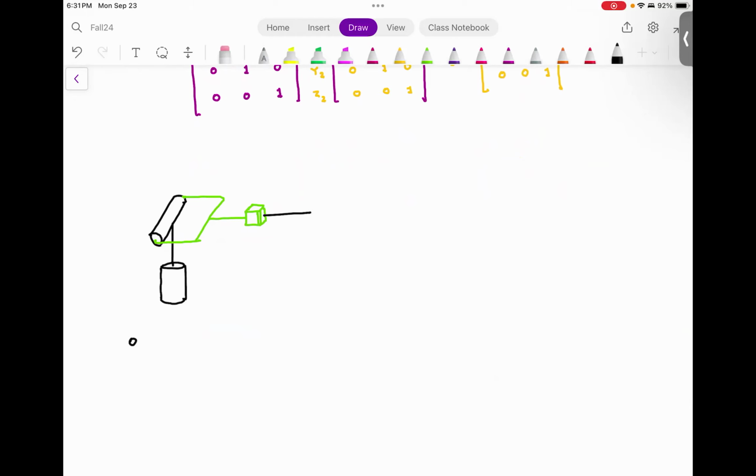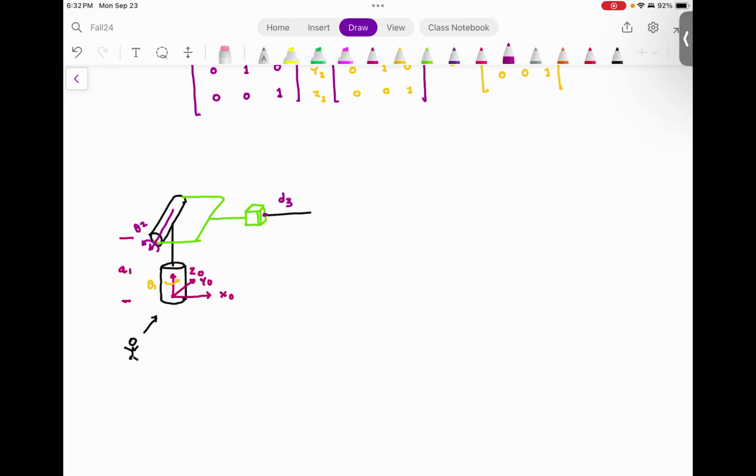So imagine yourself standing here. You look at this robot. Let me set up the coordinate frame. Same coordinate frame: Z0, X0, and Y0. This distance is A1. This angle is theta 1. This angle is theta 2. And this extension is D3. Are you with me so far?